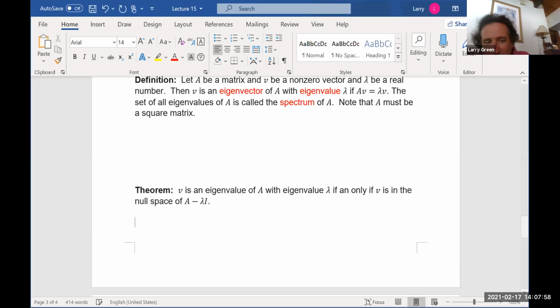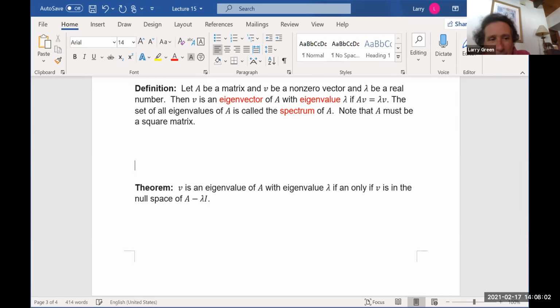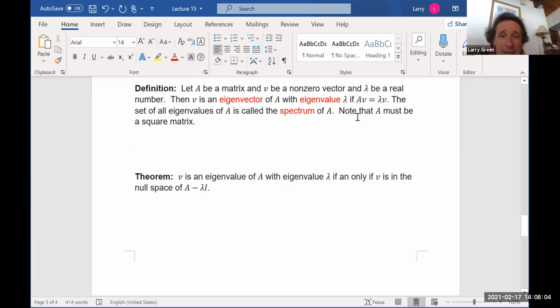Okay, so now comes a major theorem, because this is all beautiful. AV equals lambda V. But if we have a matrix, we want to be able to find A, V, and we want to find lambda. You know, what are the eigenvalues and what are the eigenvectors? And the next theorem is what allows us to do it.